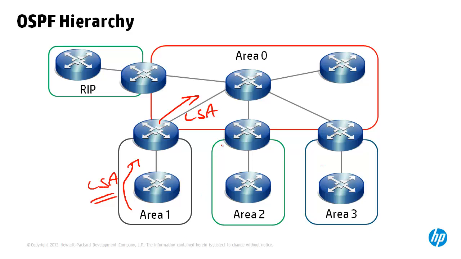Those LSAs can then be blocked by the ABR so they don't go into other areas. So routers in area 2 are unaware of specific routes in area 1. To enable connectivity, a summary route or default route can be propagated into area 2.